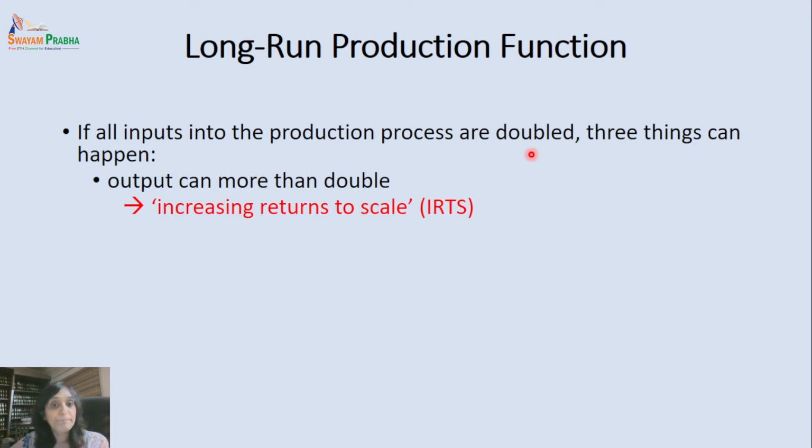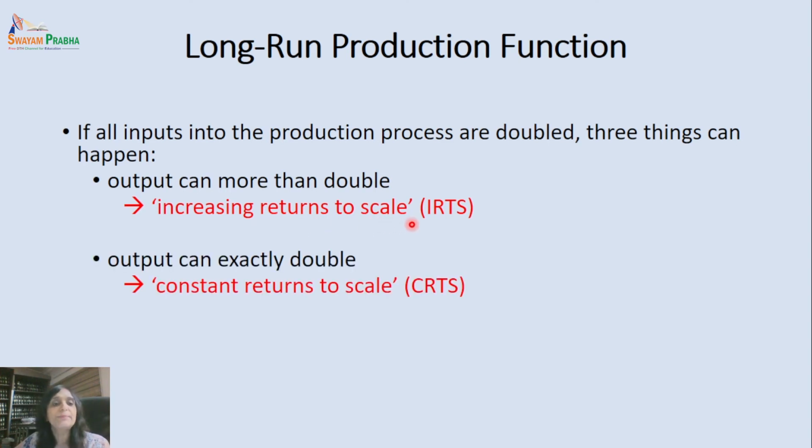What three? One, your output can increase more than double. Instead of one labor, one machine, you had two labor, two machines. Your output was initially, let us say, 10 units. With doubling of labor and capital, your output comes out to be 25. This means your output has more than doubled. Then we call it increasing returns to scale.